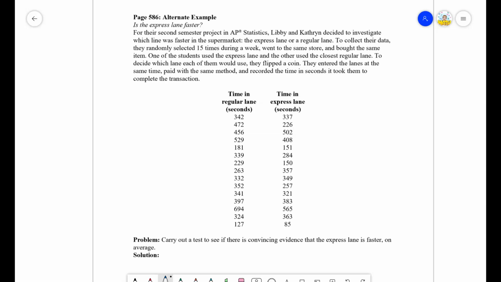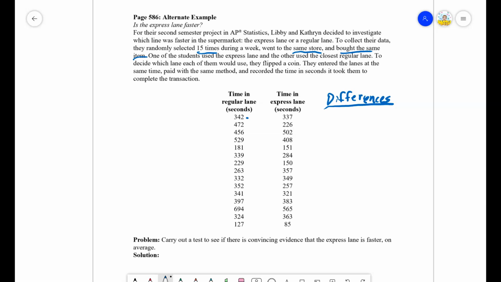What I find in this example is I actually don't have two different populations. These two lists here are not independent. So all we're going to have in this situation is a one sample t-test where we're comparing their differences. This is a matched pairs situation. So what I need to do first and foremost is find a third list, right? What these two girls did for their AP Statistics end of the year project, they went at 15 different times during a week. So they went to the same store, bought the same item, and they went at the same times, okay?